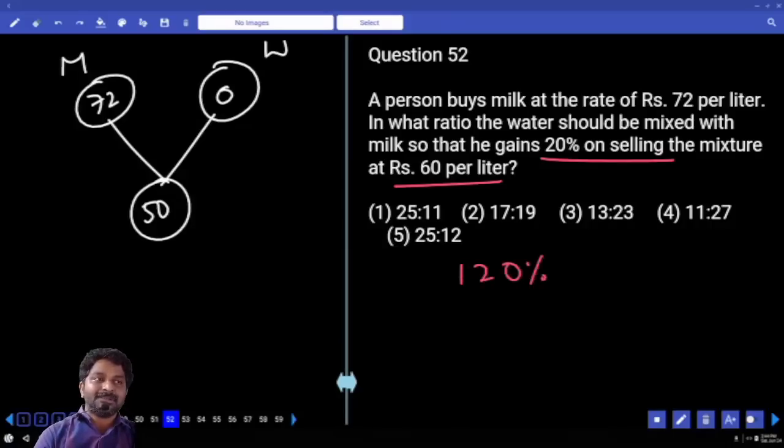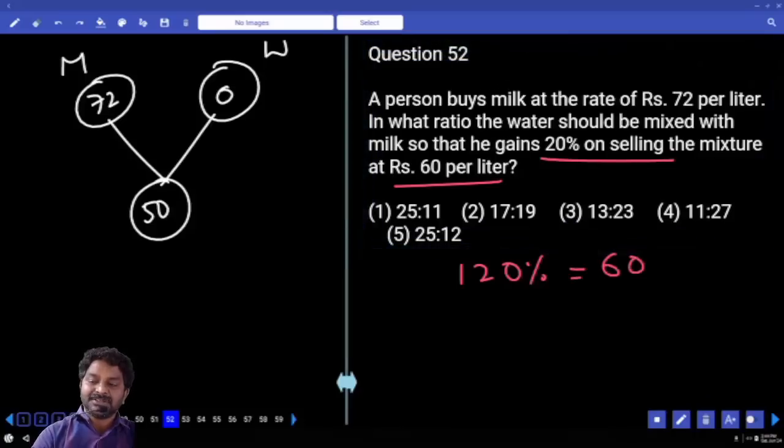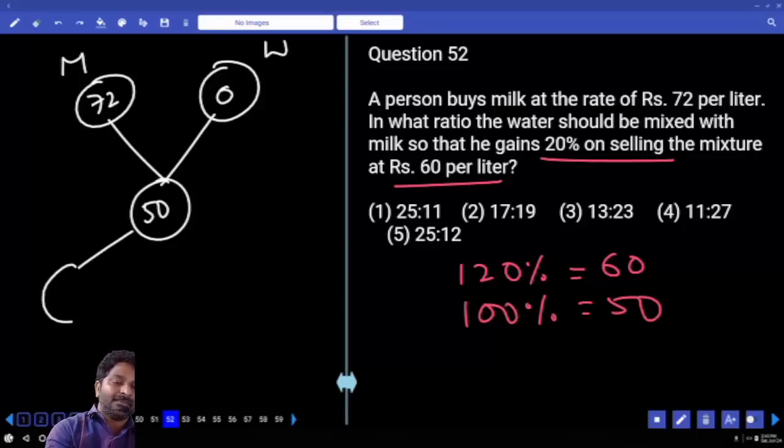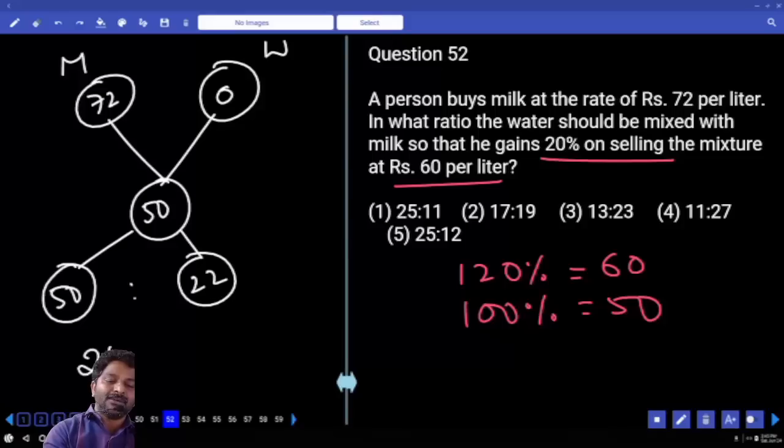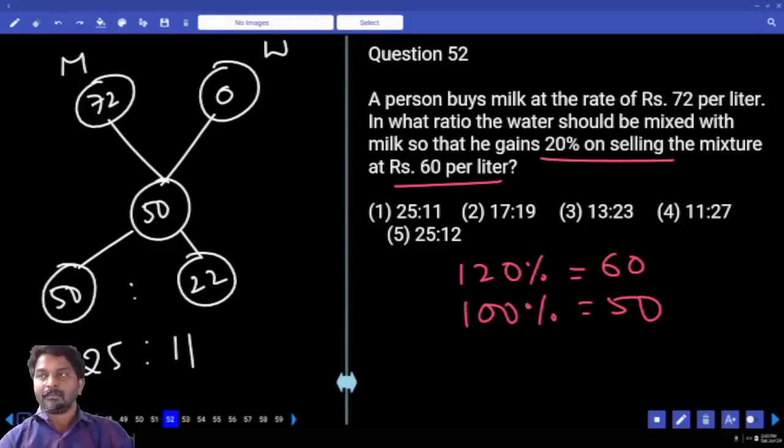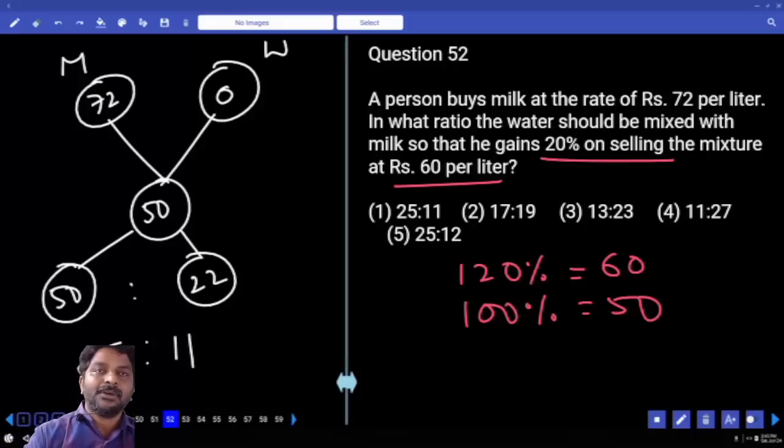When there is 20% profit, selling price is 120%, which is equal to 60. Cost price is 100%. That is equal to how much? 50. That's how you get. Correct? Come on, tell me. Alligation: 50, 22, simplified values 25, 11, first option. Over.